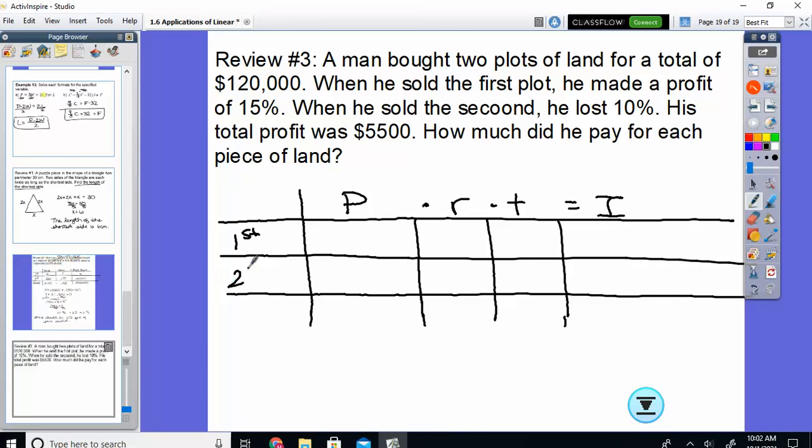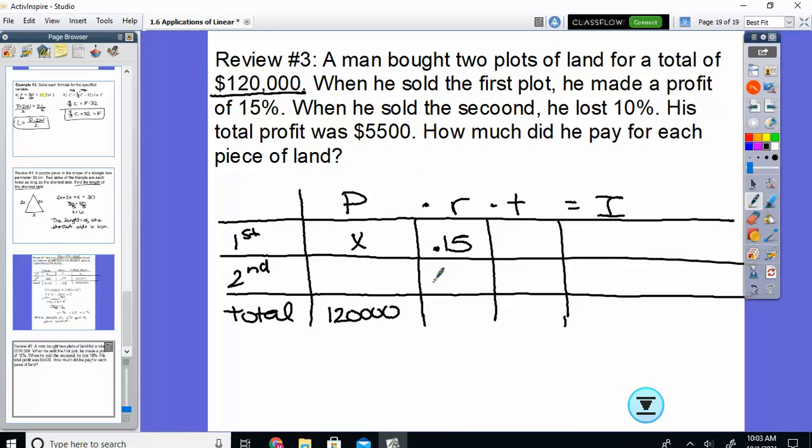So we've got 2 plots of land. So I've got my first, my second, and my total. He bought them for a total of $120,000. When he sold the first, he made a profit of 15%. So my rate for the first would be 0.15. Do I know how much he paid for that? No. That would be my X.